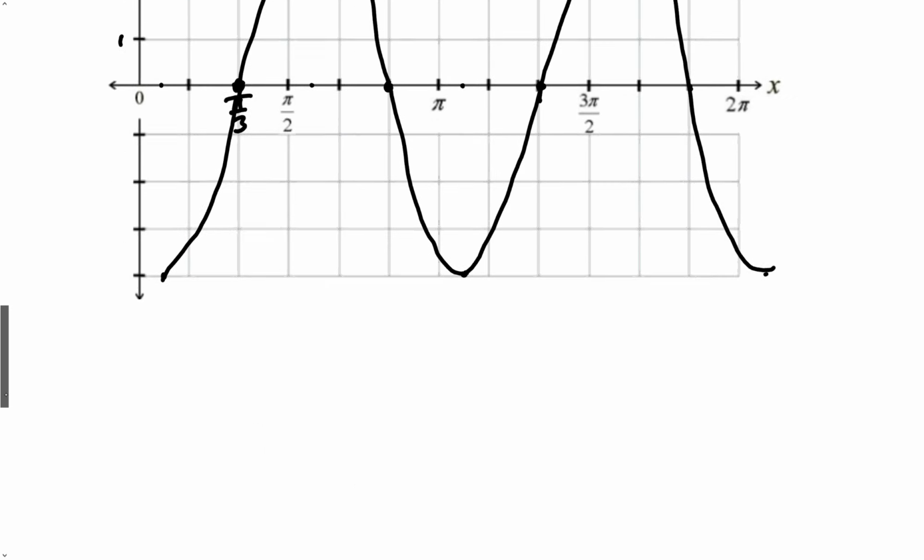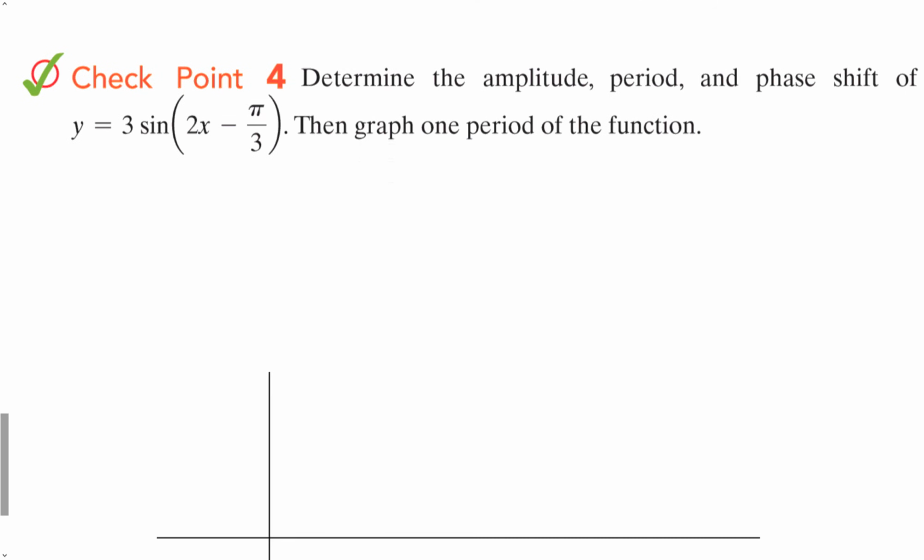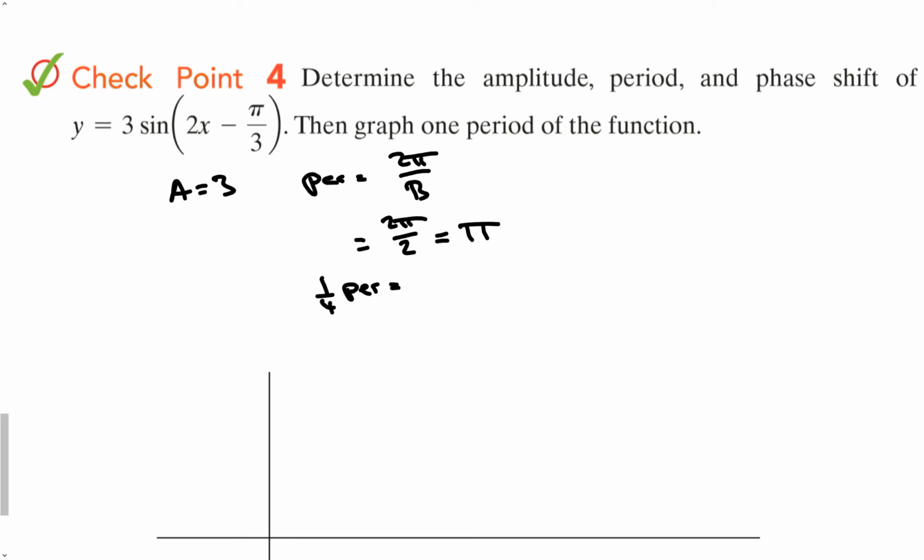All right, let's try that again. And we'll show you how to do it on a plane graph, which again is much easier. Okay, so amplitude is 3. Period is 2 pi over b, which is 2 pi over 2, which is pi. Quarter period is pi over 4. Phase shift is going to be going to the right. So in the end, I need to have it positive.